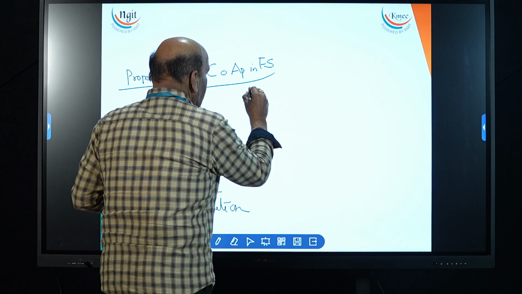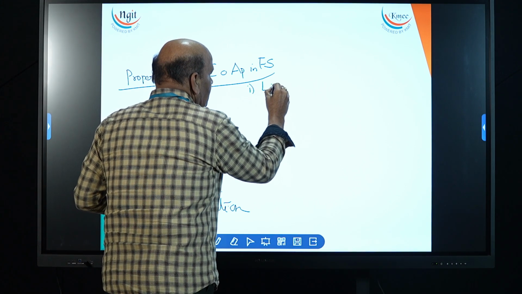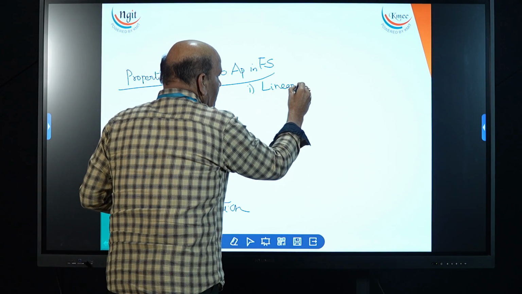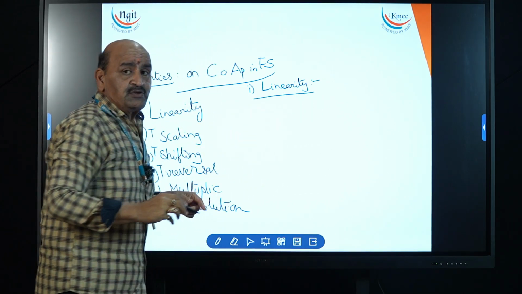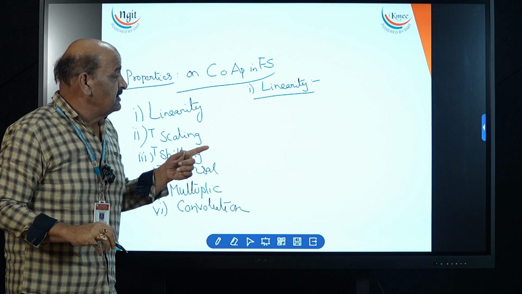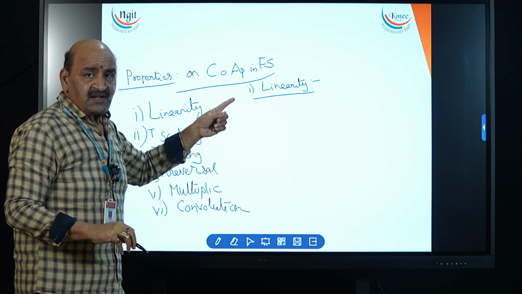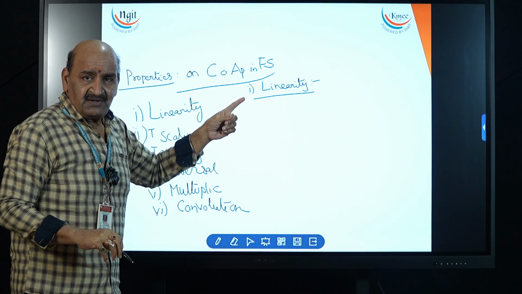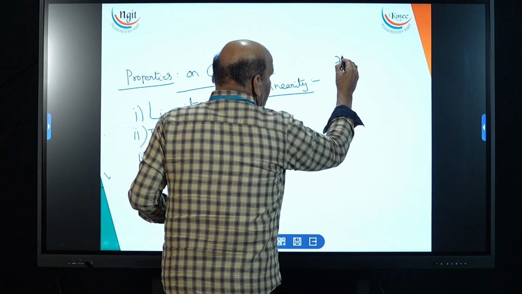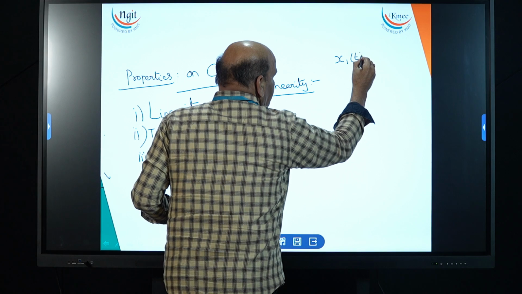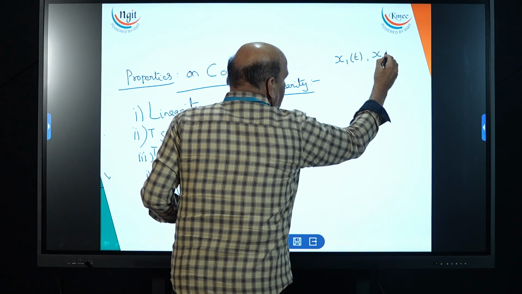Now, first property is called what? Linearity property. What is linearity property? Now, students have to recollect the important concept of linearity. Whenever we discuss linearity, 2 signals should be there. Let the 2 signals be x1 of t and x2 of t.